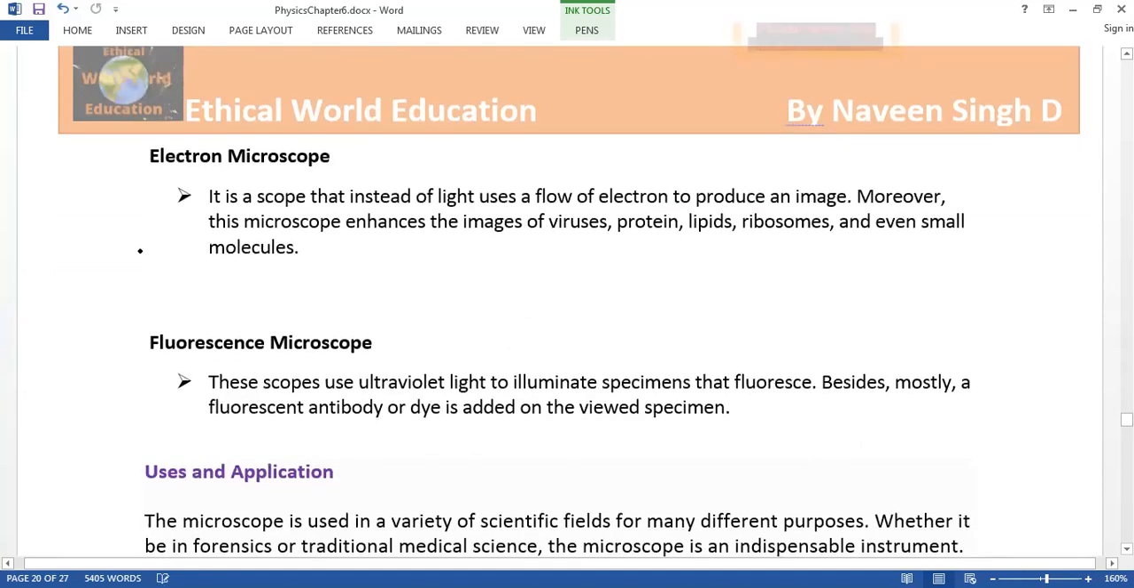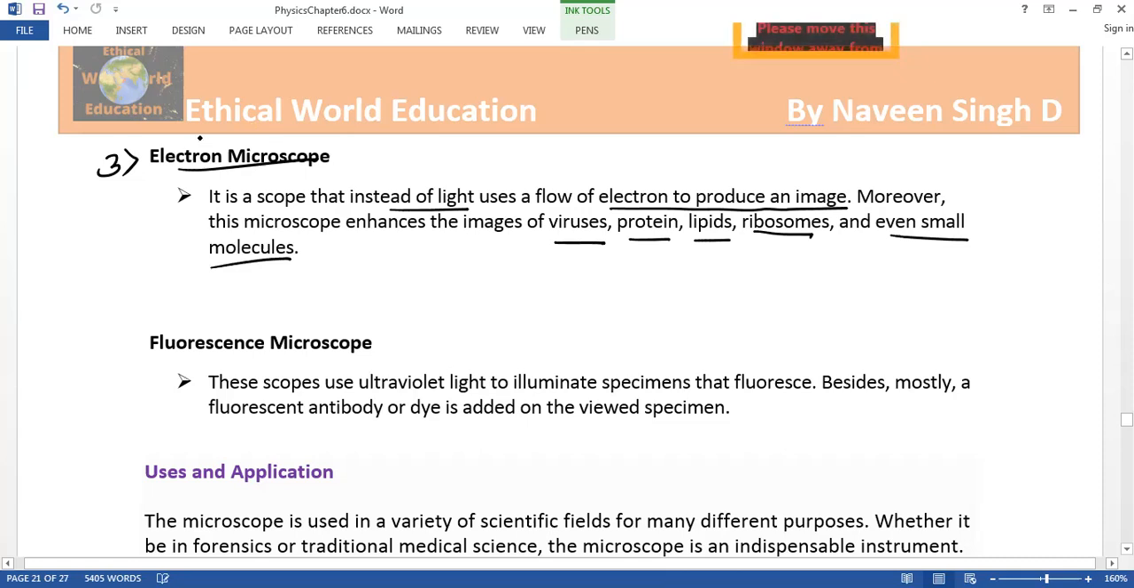The third one is the electron microscope. In an electron microscope, instead of light, electrons are used as a source for producing the image. Moreover, the microscope enhances the image of viruses, proteins, lipids, ribosomes, even small molecules. The electron microscope produces the finest quality of image.